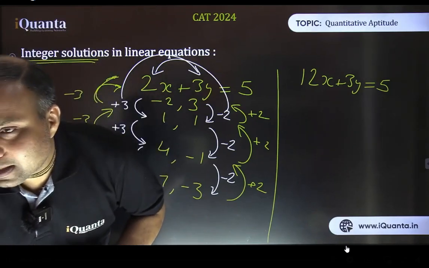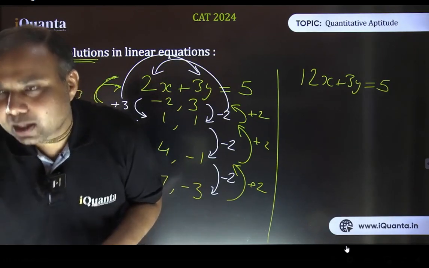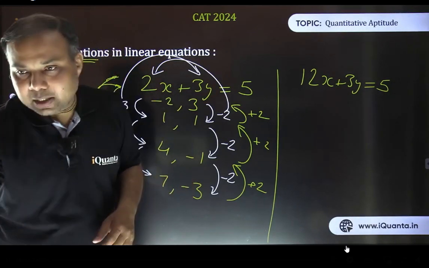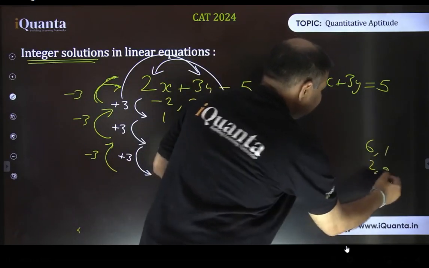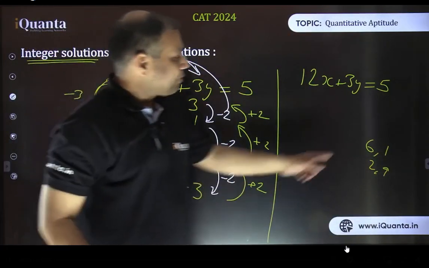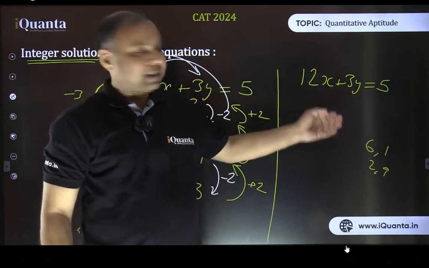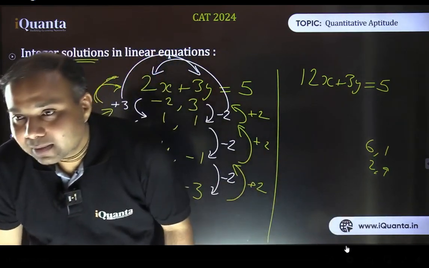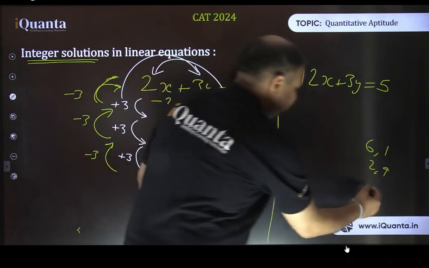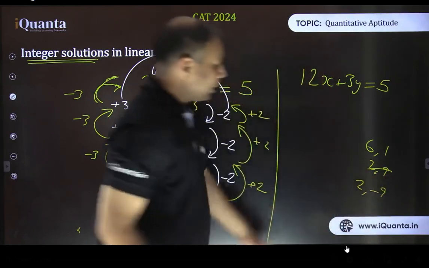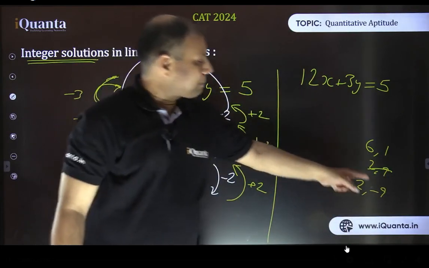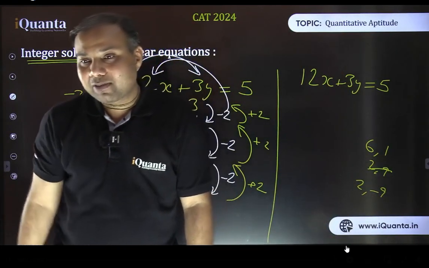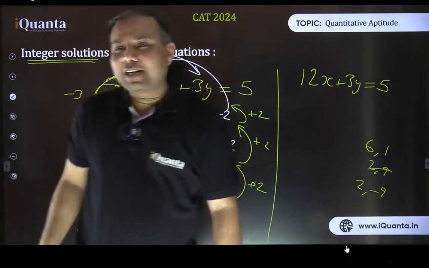Vihana says 6 and 1. Before that, Anurag said there will not be even one solution. Okay, let's see. 6, 1 and 2, minus 9. These are some of the solutions mentioned by you. Let's check. If I put 6 and 1, that will become positive, right? 12 times 6 is 72, plus 3 will be 75. That doesn't satisfy. 2 and minus 9: 2 into 12 is 24, and minus 9 into 3 is minus 27. That doesn't satisfy even. It's not working.